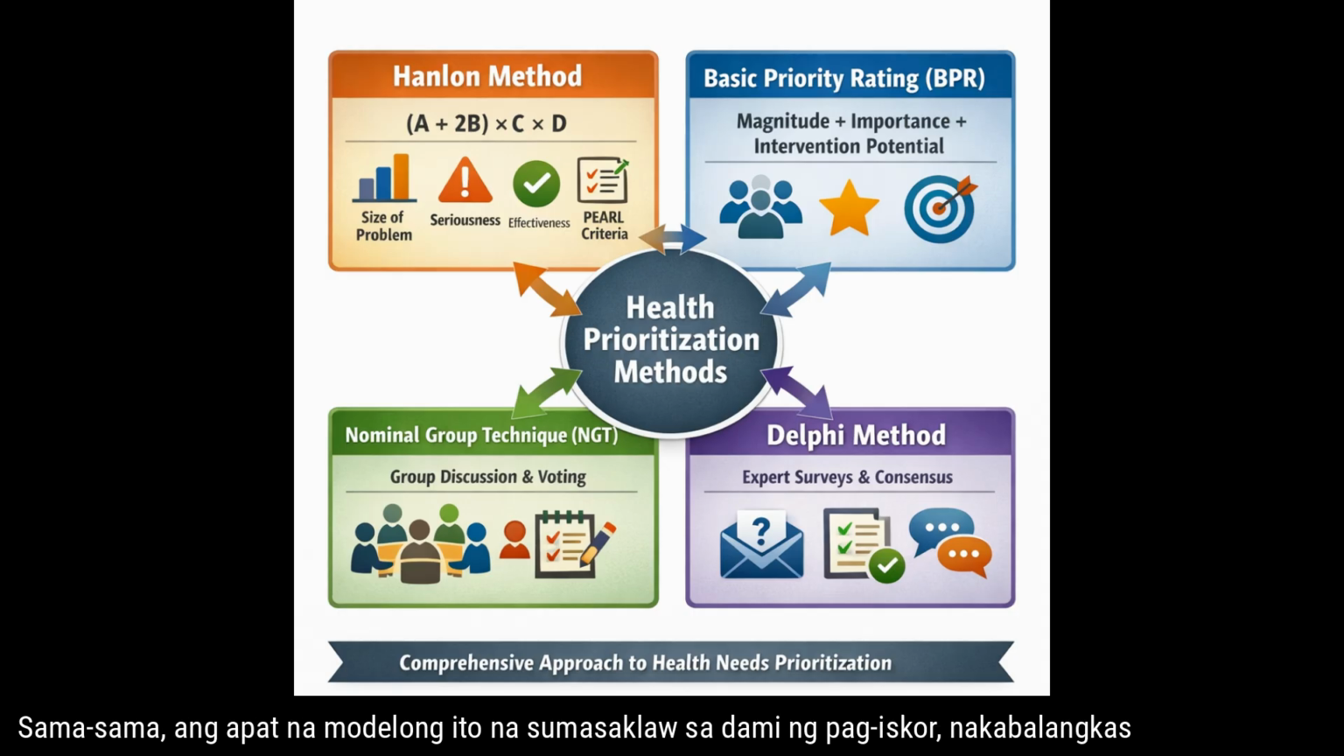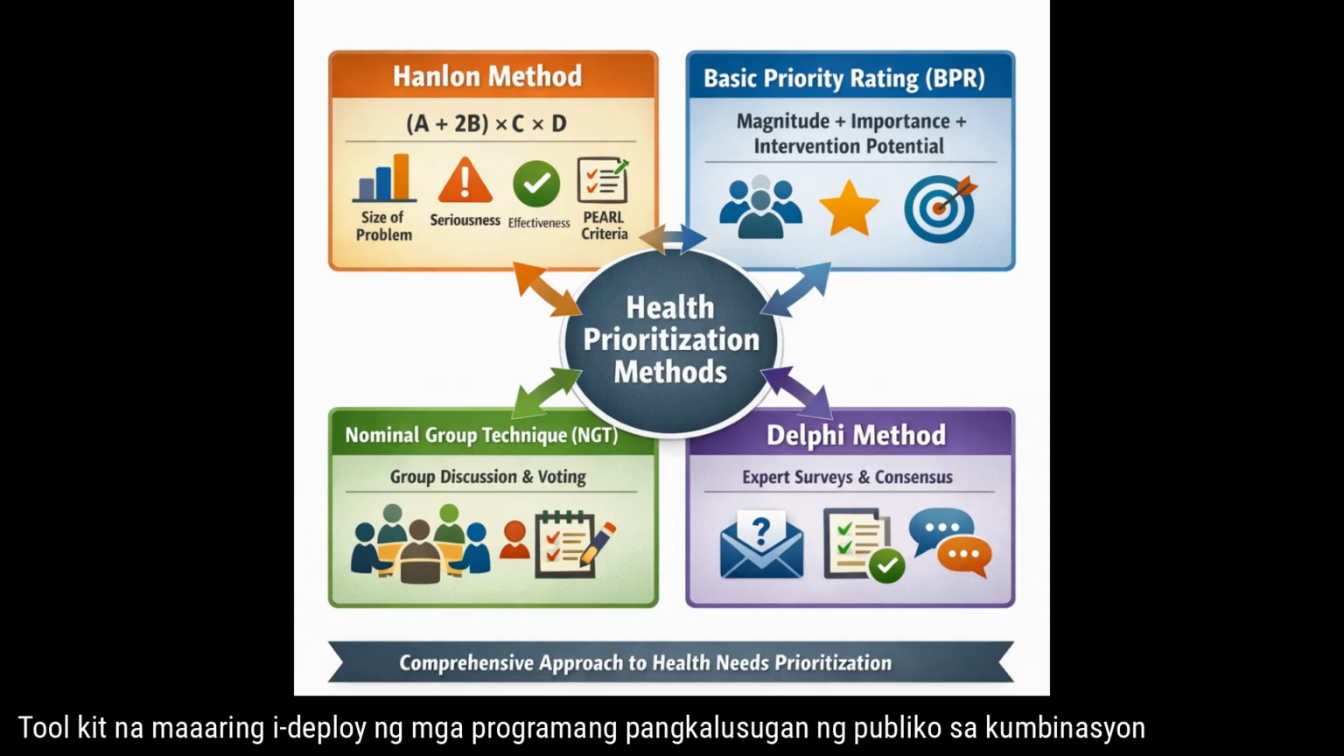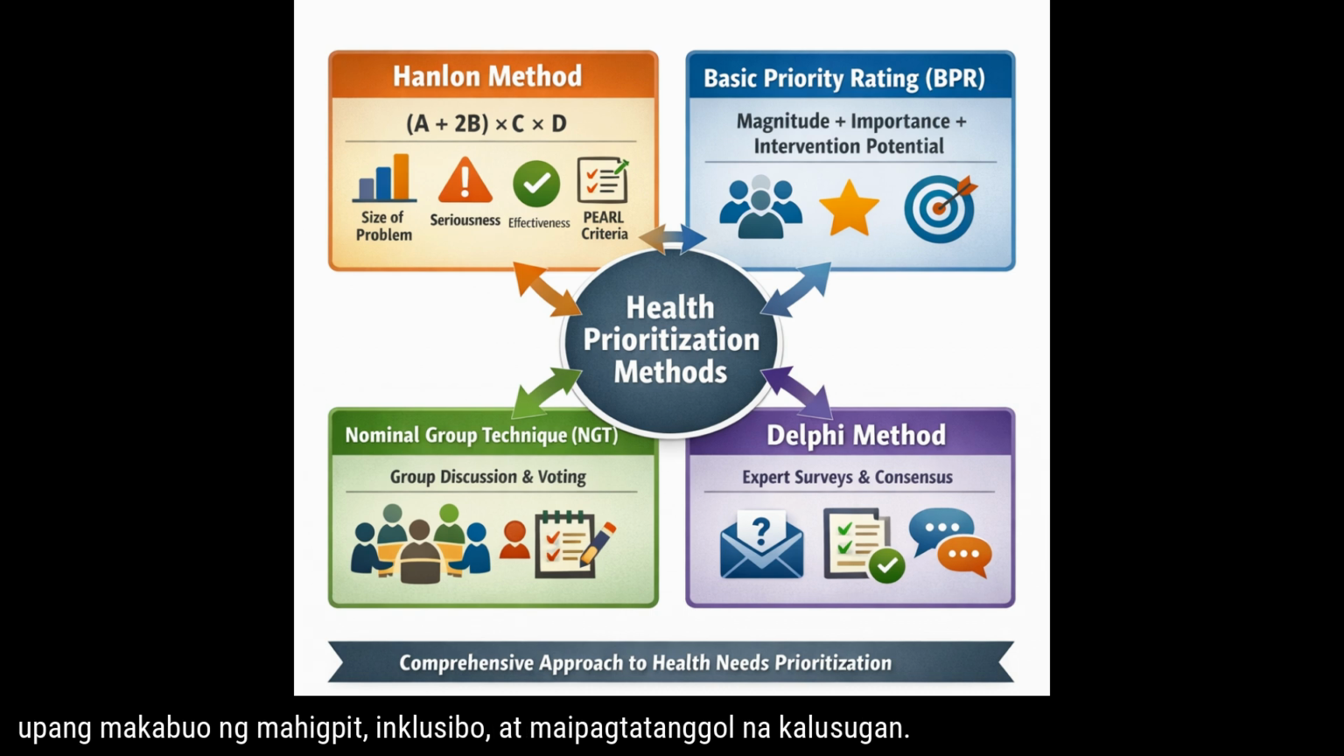Together, these four models, spanning quantitative scoring, structured group facilitation, and iterative expert consensus, form a complementary toolkit that public health programs can deploy in combination to produce rigorous, inclusive, and defensible health priorities.